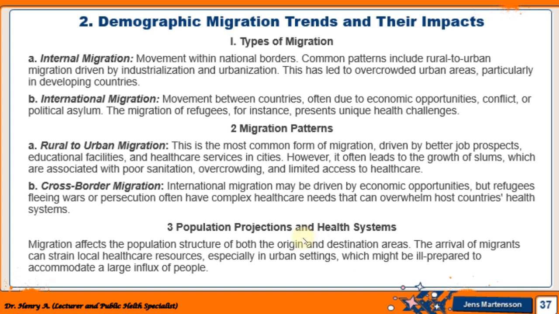So you want to confirm that, you want to look into that. So in looking into that, migration affects both the origin and destination areas. It affects where you are coming from. It also affects where the people are moving to. Now, the arrival of migrants may strain healthcare systems, especially in the urban areas that might not be prepared to handle a large influx of people.